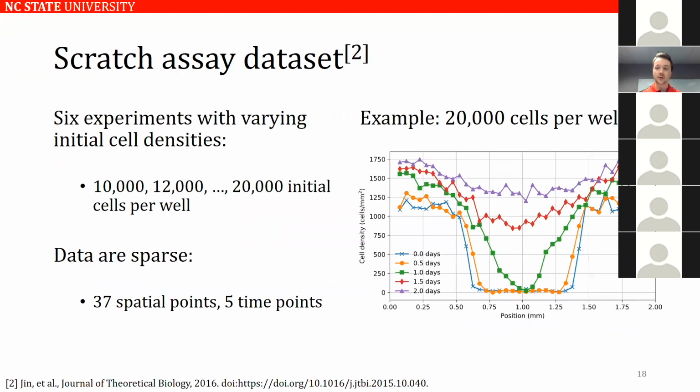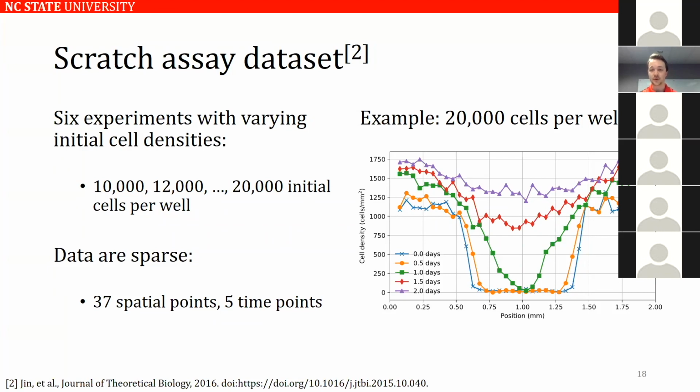So let's talk about the data real quick. This is real-world data from a real-world experiment of scratch assays. There are 6 data sets in total. Each has a varying initial cell density, starting at 10,000 cells per well up to 20,000 in increments of 2,000 cells per well. And these data are sparse. Like John mentioned with his few time points example, in this case we have 5 time points, and each time point is distributed over 37 spatial points.